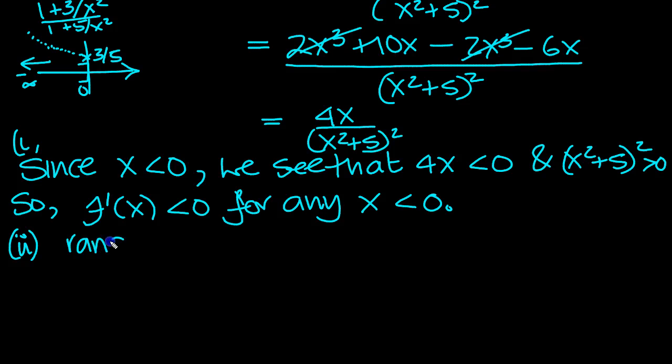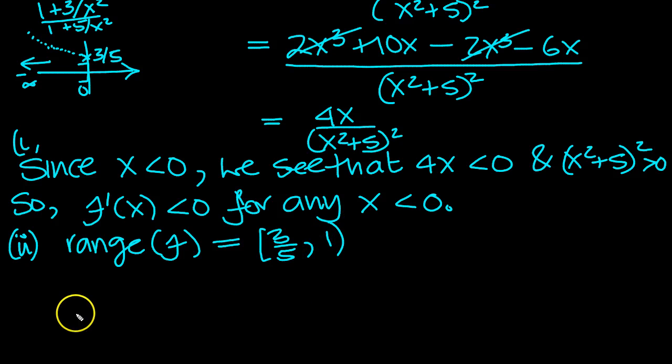So we can now write down the range of f, part 2. The range of f then is going to vary from the lower value, which was 3/5, including 3/5, up to, but not including 1, because 1 was the limit value.